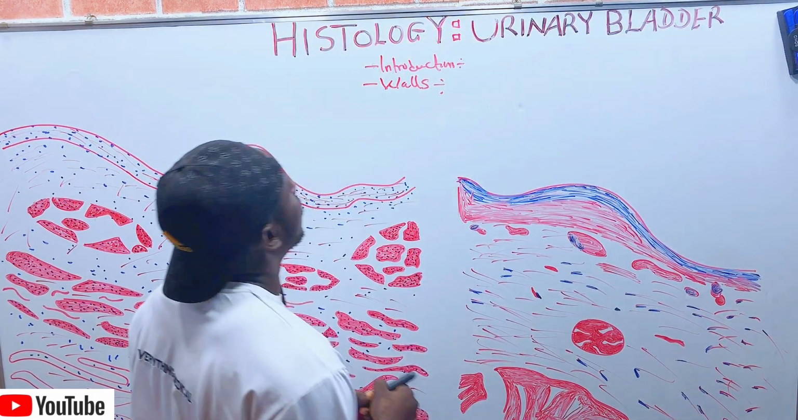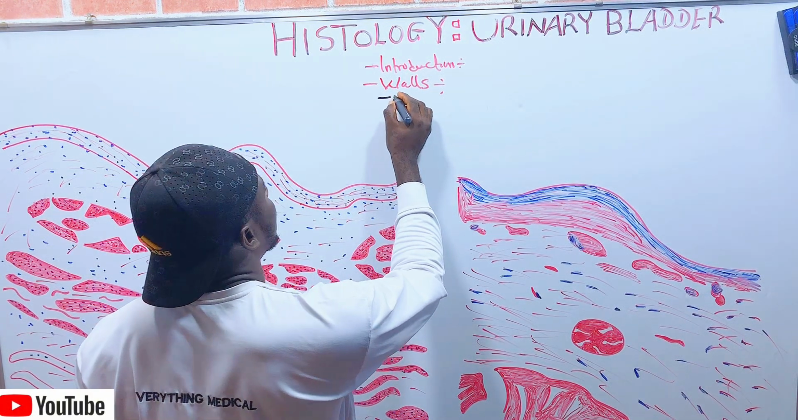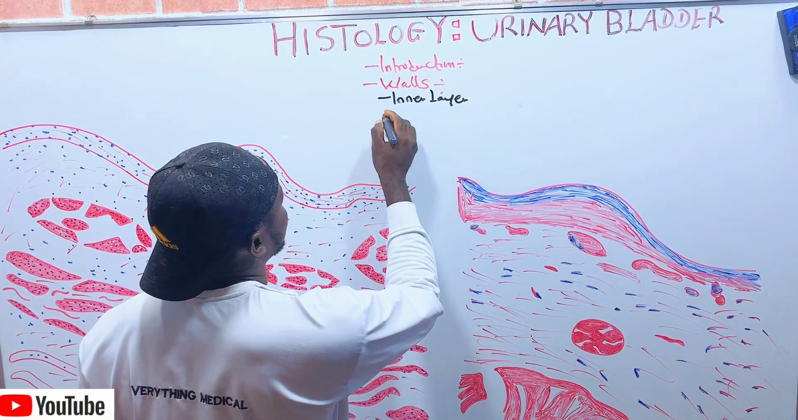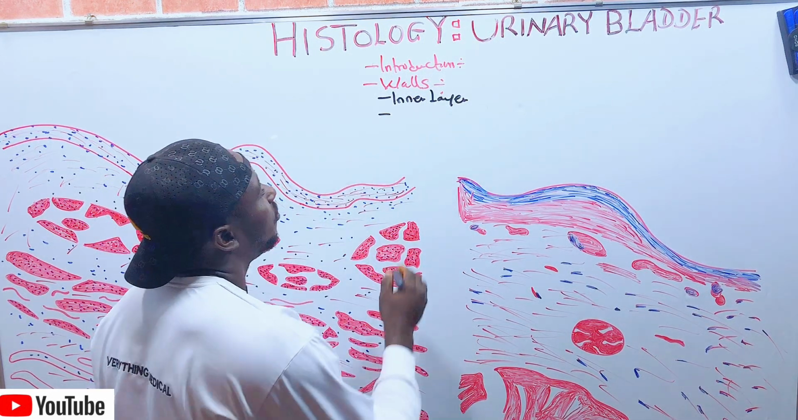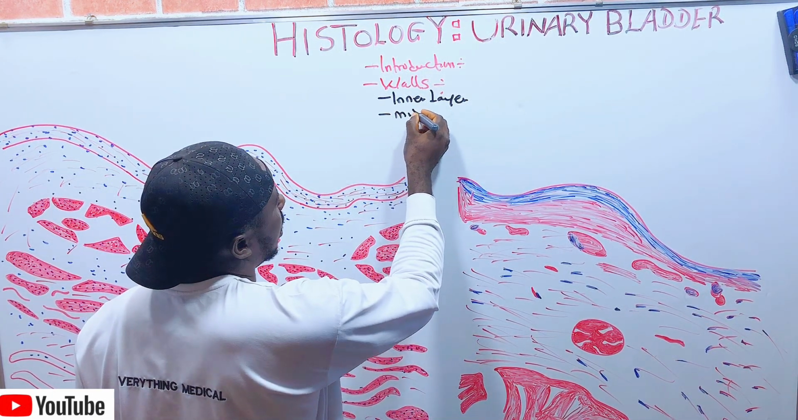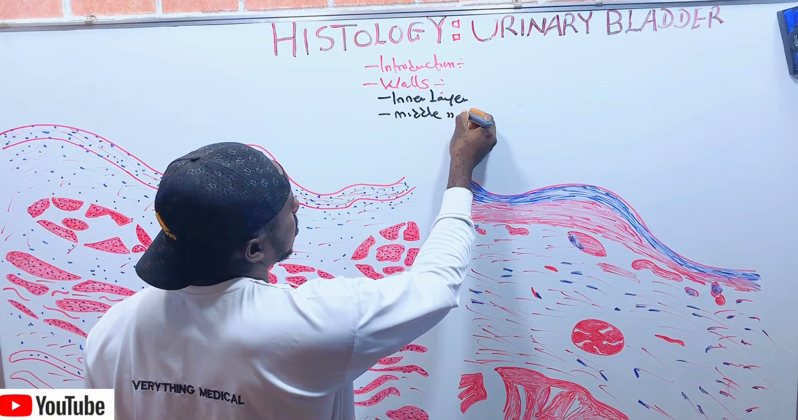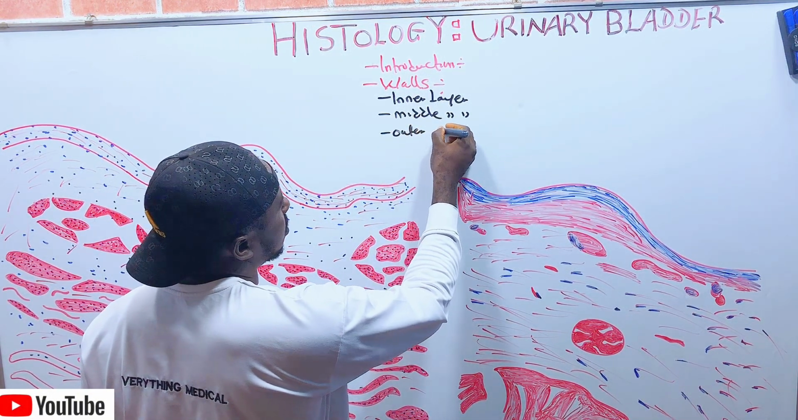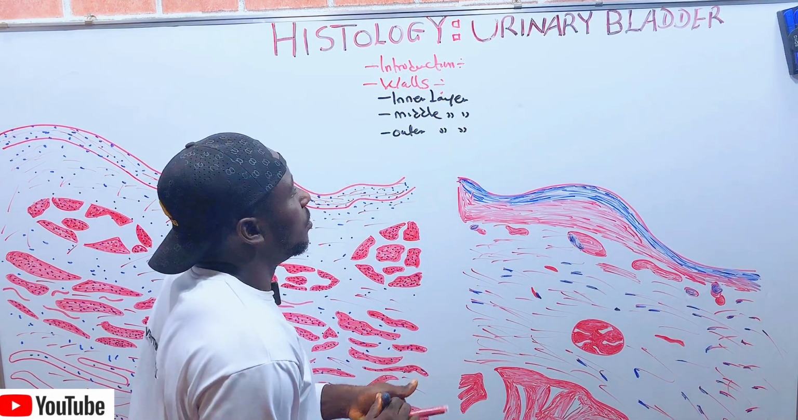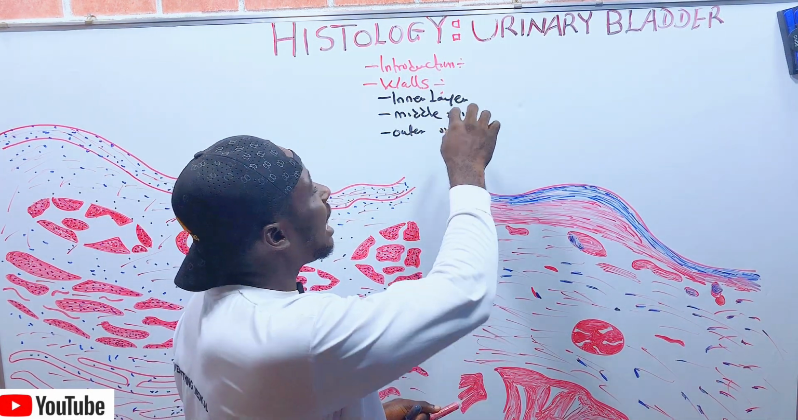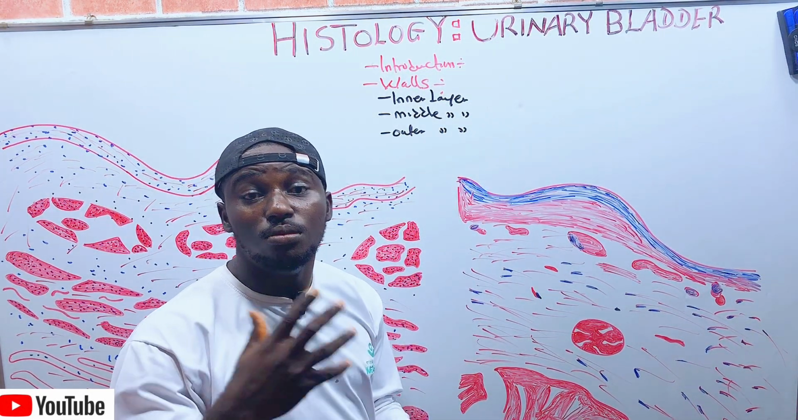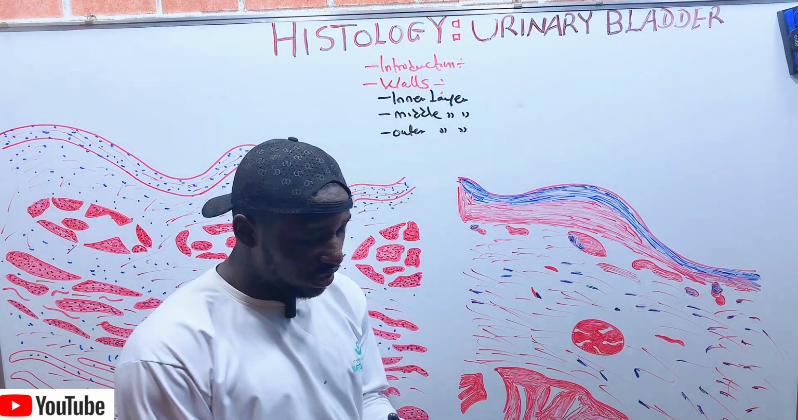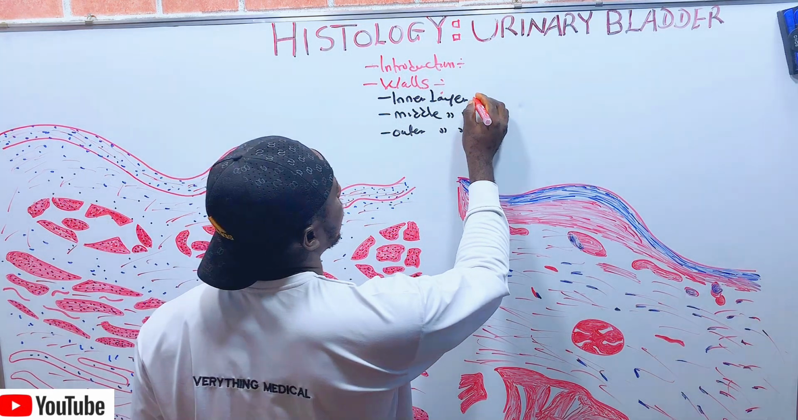You have the inner layer, we have the middle layer, we have the outer layer. Now, the inner layer is formed by the mucous membrane. It is formed by the mucous membrane or the mucosa.